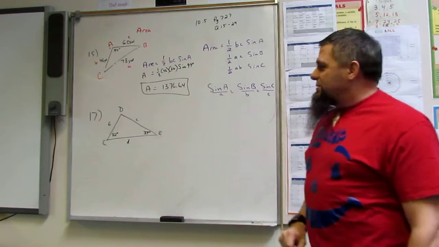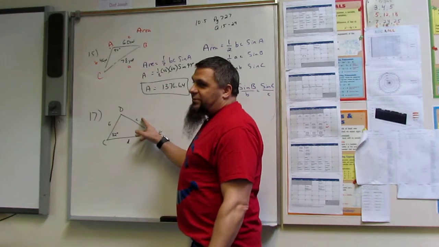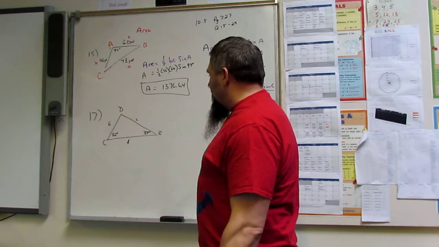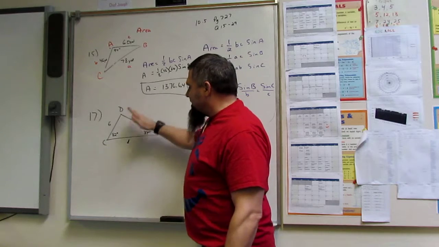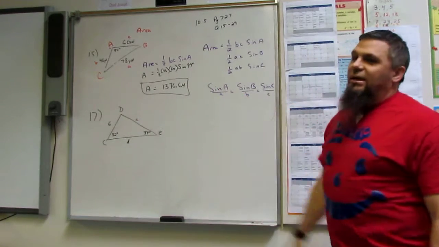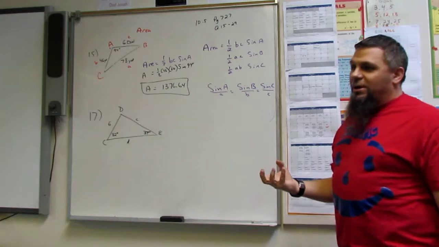In number 17, they want us to find little c and little d. Okay, so we need to figure out the length of the sides, and the way we do that is through law of sines. This is law of sines. Get it, know it, learn it, memorize it.